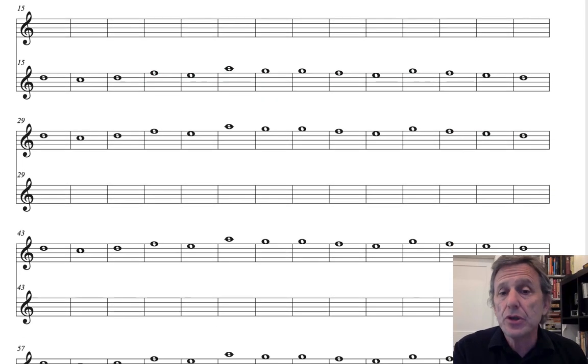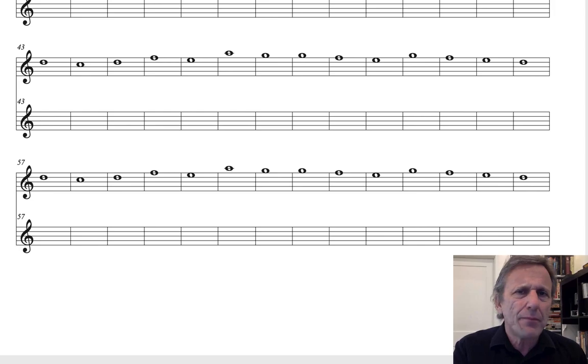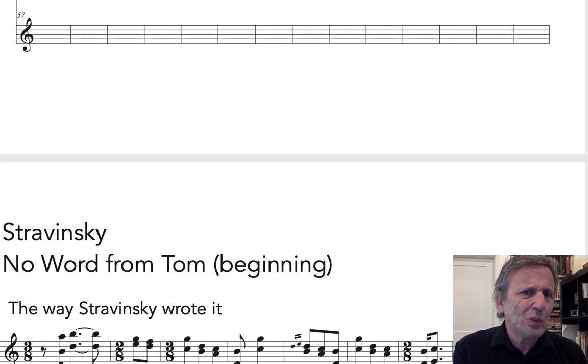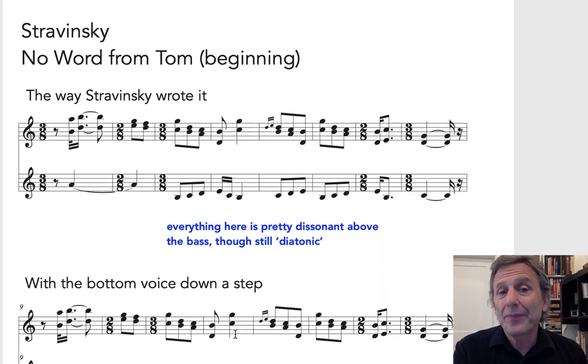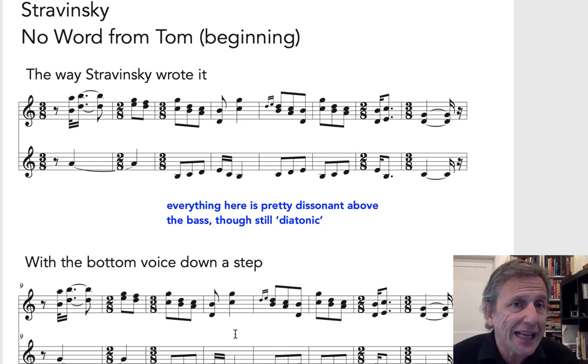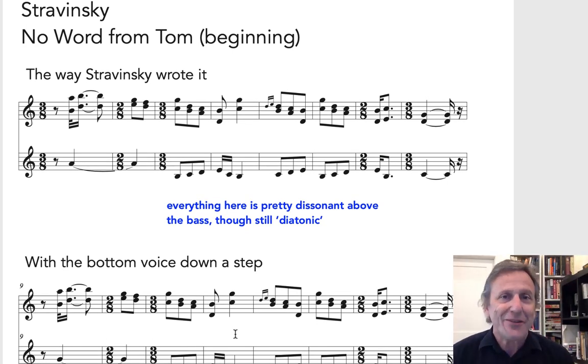So what are some musical solutions? And if you get bored, what happens? Well, here's an example that we also looked at in the Coursera class that's going to be relevant. This is from the beginning of No Word from Tom from The Rake's Progress. Maybe you remember this, but let's take a look at it again.